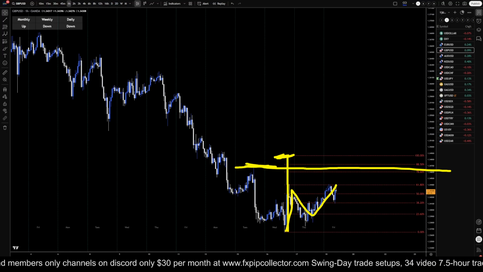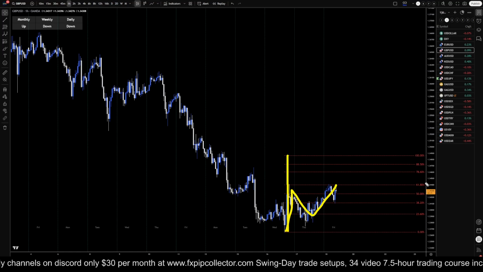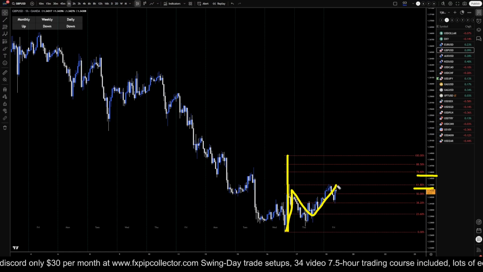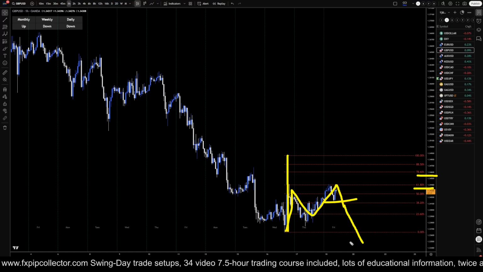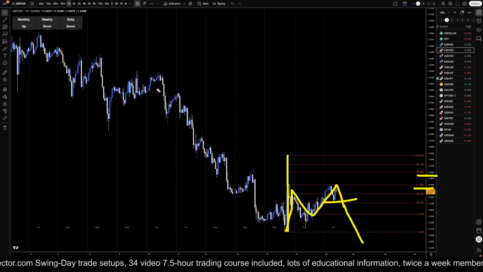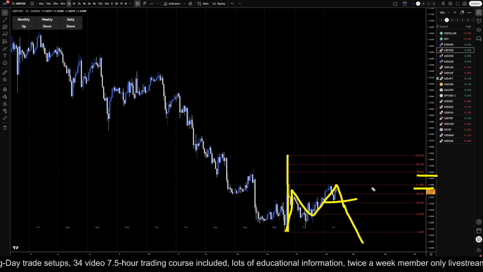If it doesn't break those levels, but instead goes to one of these Fibonacci retracement levels and then breaks to the downside, I would continue to look for shorts, even though we are at a support level. The market could keep pushing down if it wants to.